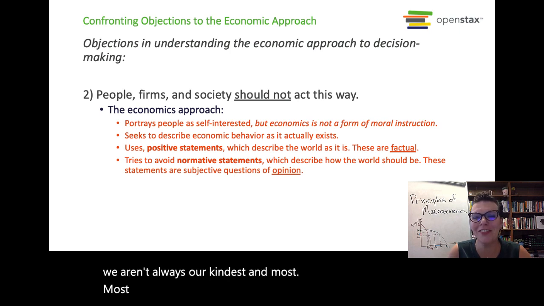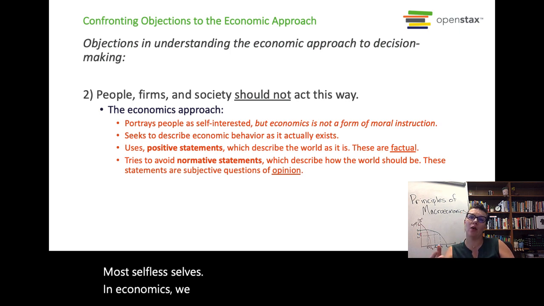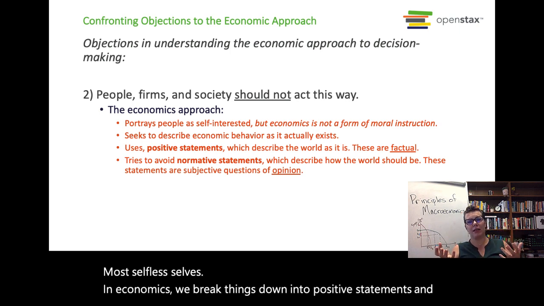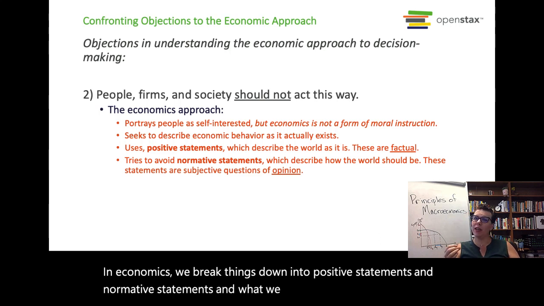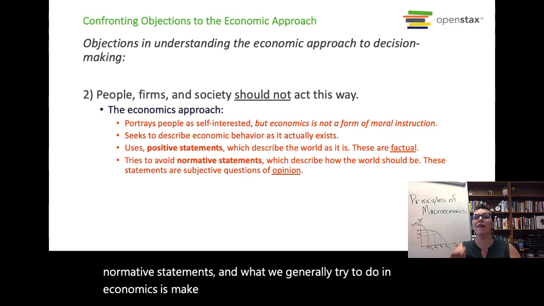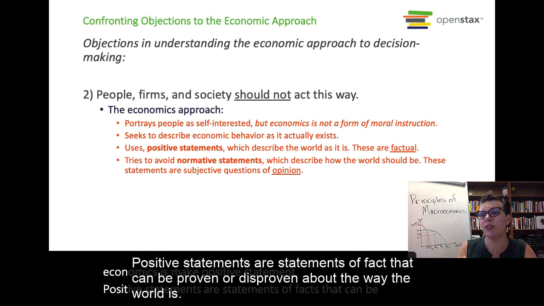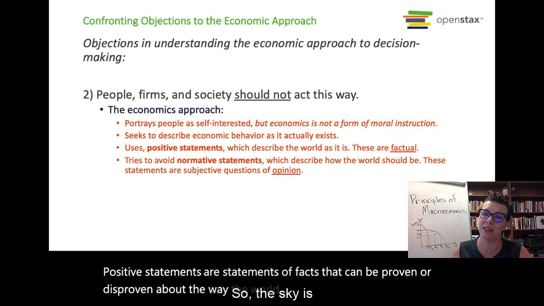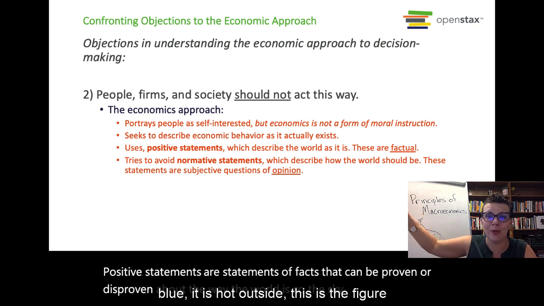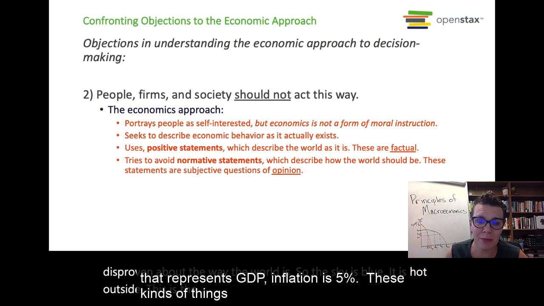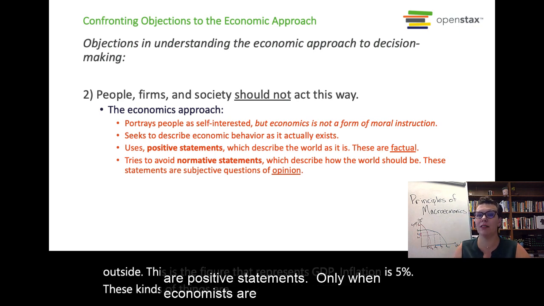In economics, we break things down into positive statements and normative statements. And what we generally try to do in economics is make positive statements. Positive statements are statements of facts that can be proven or disproven about the way the world is. So, the sky is blue. It is hot outside. This is the figure that represents GDP. Inflation is 5%. These kinds of things are positive statements.